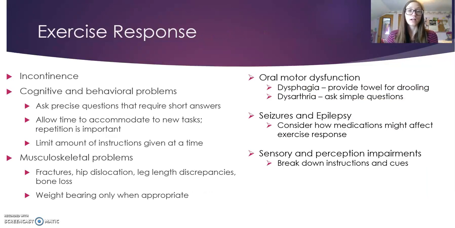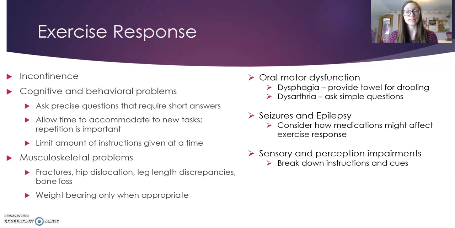There are certain responses to exercise that individuals with CP may experience. The first is incontinence. So they may not have control over their bladder while exercising. They may experience cognitive or behavioral problems, in which case their therapist or exercise instructor should ask precise and short questions. They should give the individual time to adjust to a new task. So repetition of activities is very important. And lastly, limit the amount of instructions given at a time to help with some of that cognitive and behavioral problems there. And then musculoskeletal problems can occur.